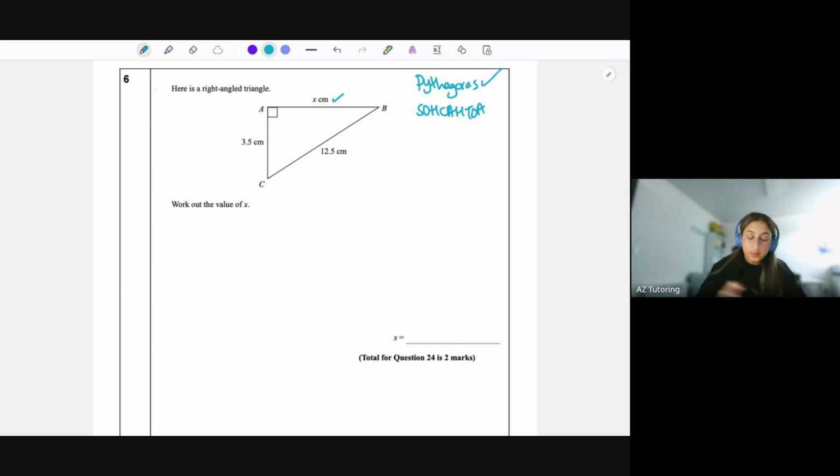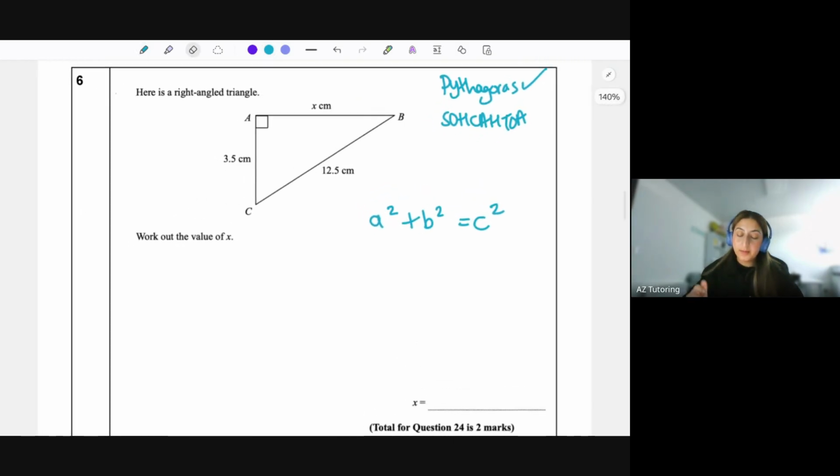Okay, so let's write Pythagoras' theorem out first. So a squared plus b squared equals c squared. So let's label our sides. First things first, always label your sides so you can see what you're actually trying to work out. The slanted side is always C, and then A and B, it doesn't matter which way you put. So I'm going to put A here and I'm going to put B here.